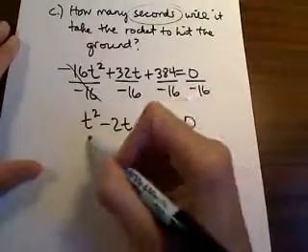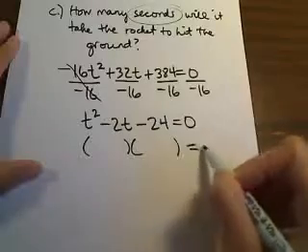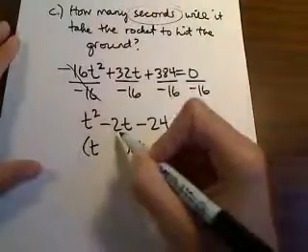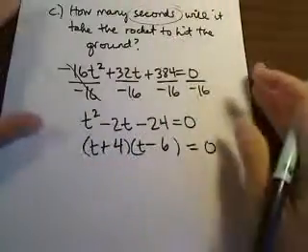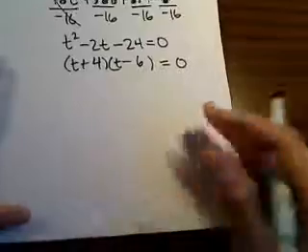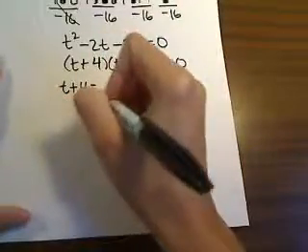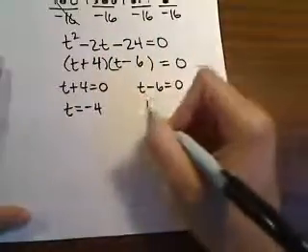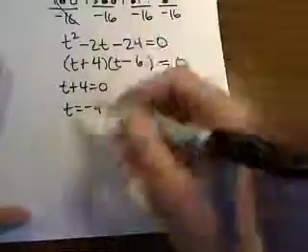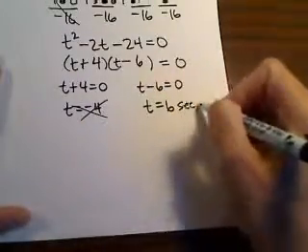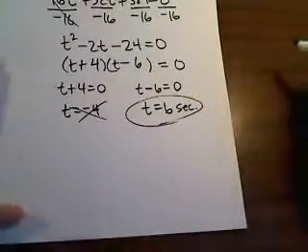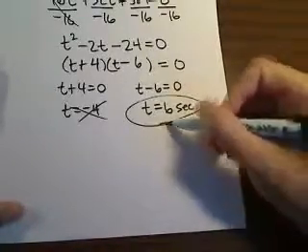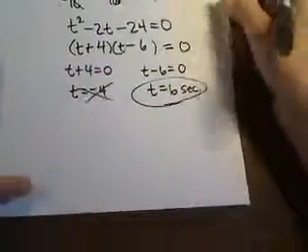You can factor this or plug it into the quadratic formula. I'm going to go ahead and factor it. So we have t and t, and 6 and 4, minus and plus. If I set each of these pieces equal to 0, we get t equal to -4 and t equal to 6. The -4 doesn't make any sense, but t equals 6 seconds is how long it takes for the rocket to hit the ground. Okay, so that's it in this problem.